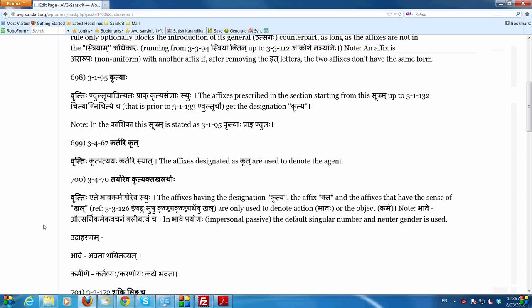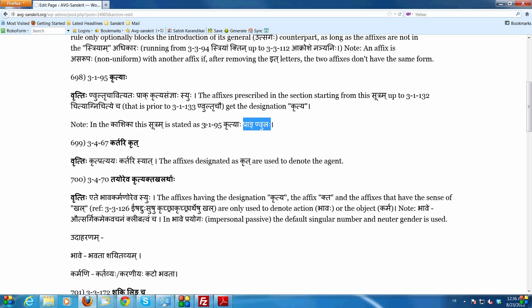So the vritti of this sutram says Nul Tricha Vityataha Parak Kritsanyaha Syuho. Actually, in the Kashika, the sutram itself is stated as Krityaha Parang Nulaha. So the Kashika makes it clear that this adhikara stops right before this pratyaya Nul, which is prescribed by 3.1.133. So in short, this adhikara goes from 3.1.95 to 3.1.132.